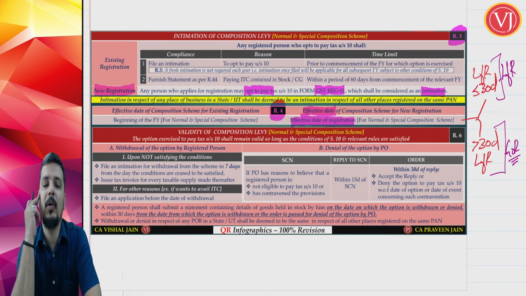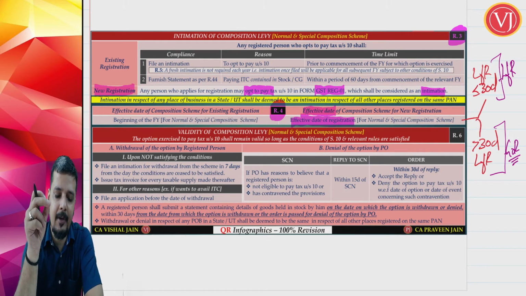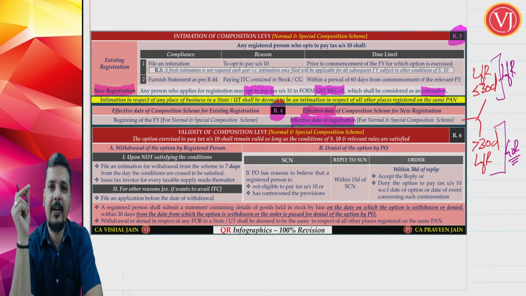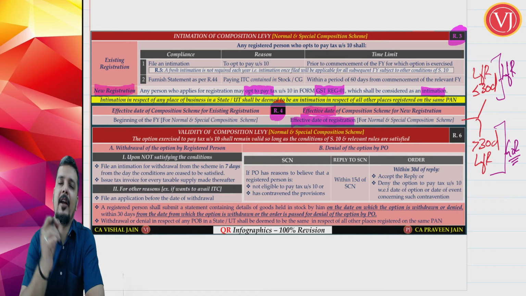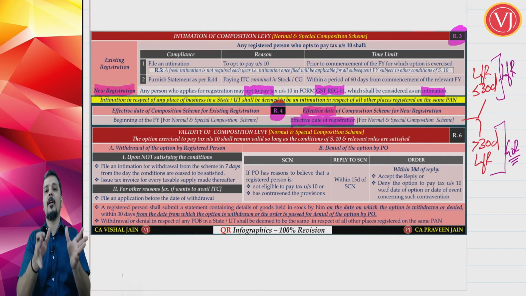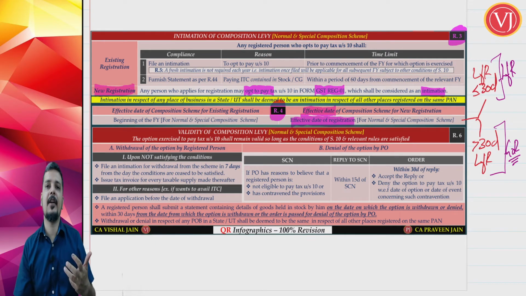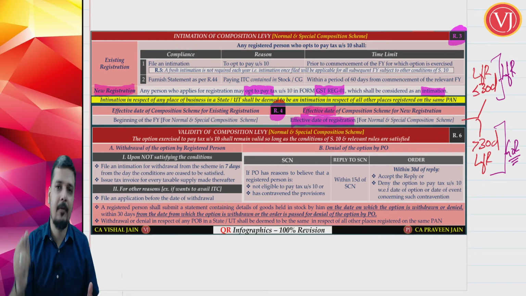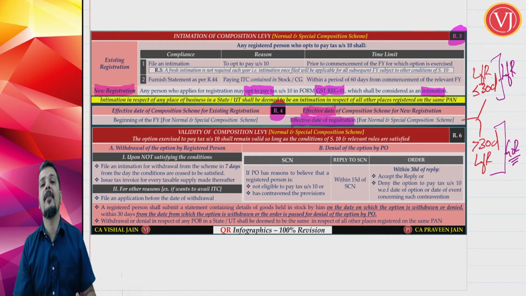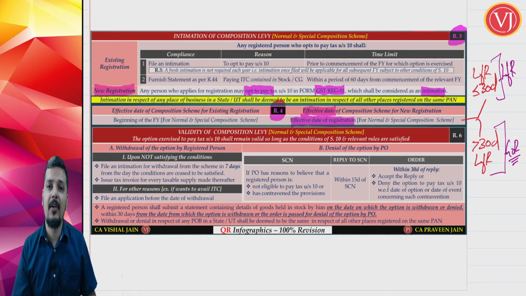So when you talk about new registration, we have completed the point of new registration. How to intimate that I want to go for composition scheme? Intimation is as per rule 3, effective date is as per rule 4. Intimation is in the registration form itself, tell that I want to go for composition scheme. Can it be in between of a year? Yes. And what will be the effective date from which composition scheme is there? If you are applying within 30 days, the effective date of composition scheme will be the date when you are liable for registration. If you are applying after 30 days, the effective date of your composition scheme will be the date of grant of registration.